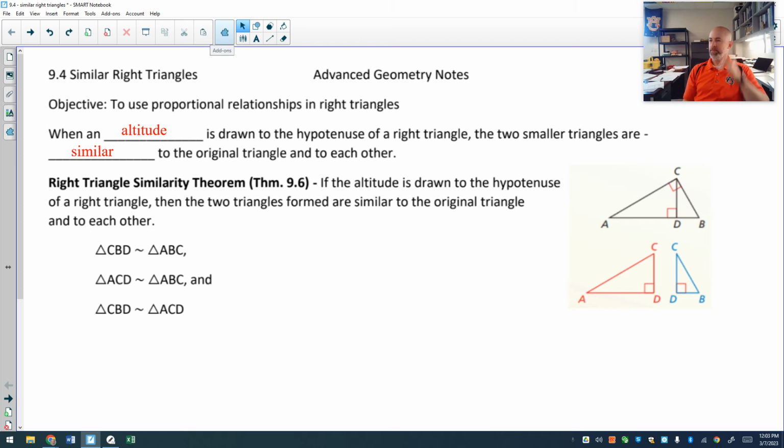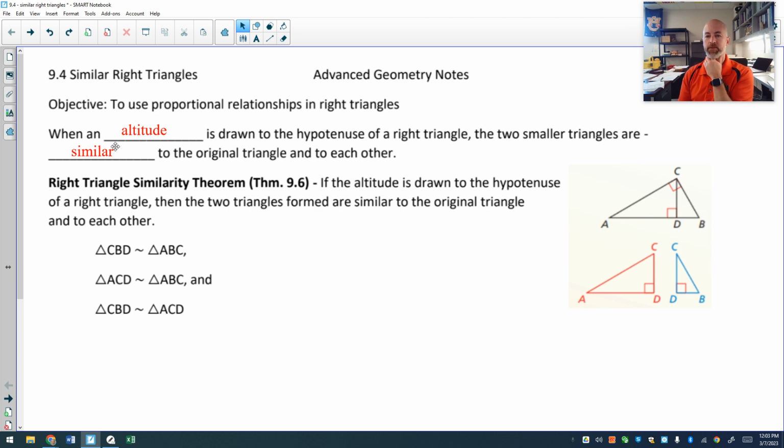Hello, geometry. I'm going to attempt to do a little bit better explaining this 9.4 section. Some of what I'm going to go over right now is stuff that I was able to somewhat successfully do in sixth period last Friday, but I thought it'd be good to start from scratch.